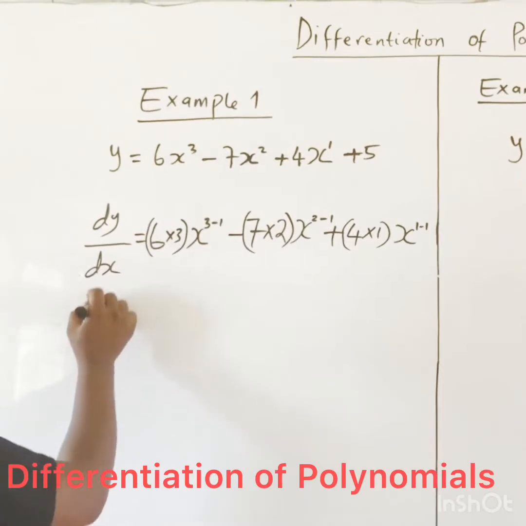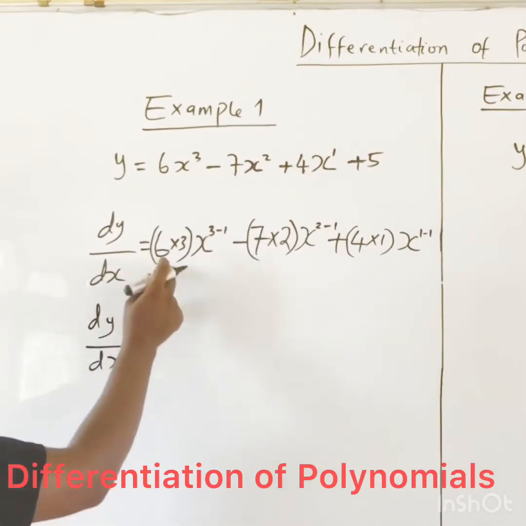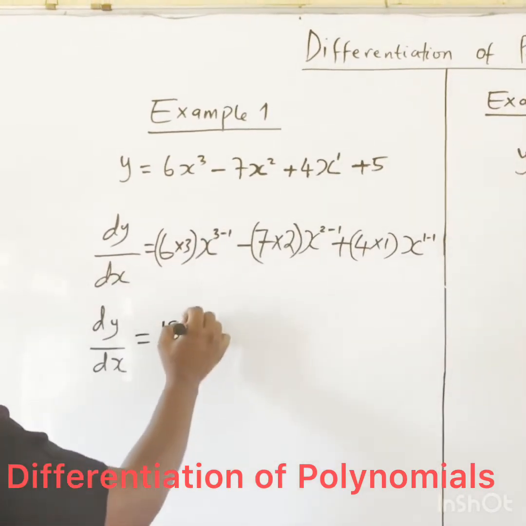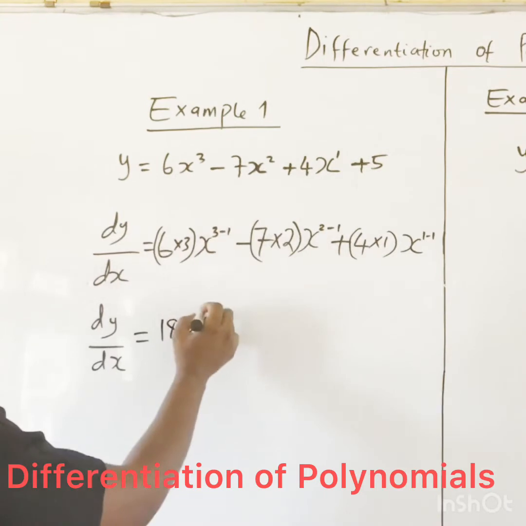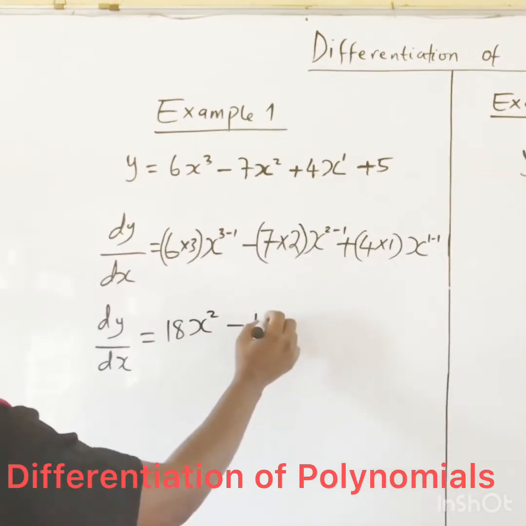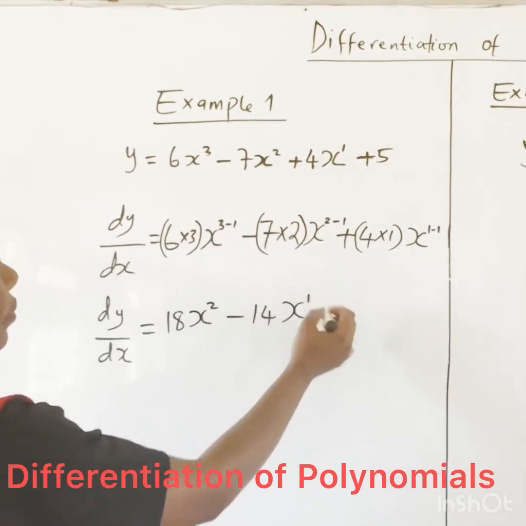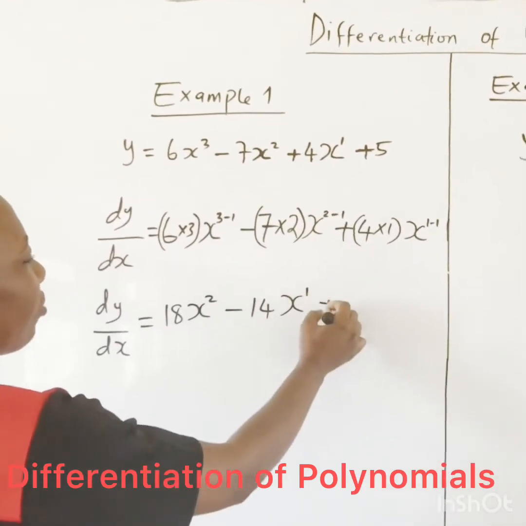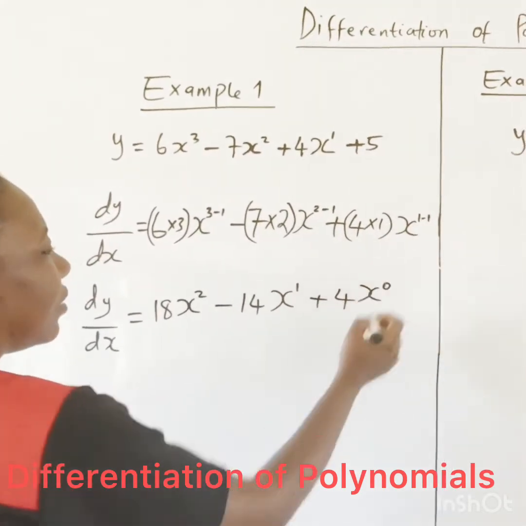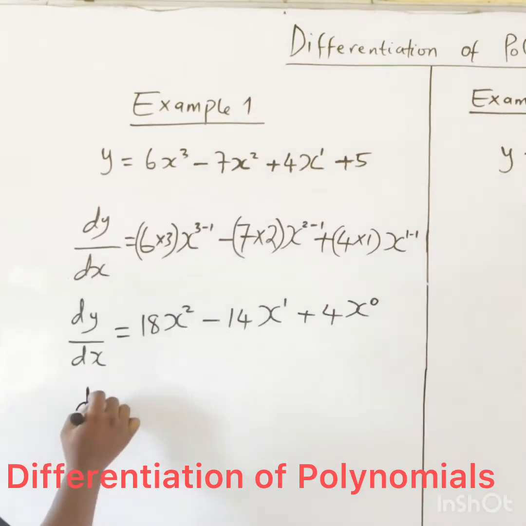So next, let's see what the dy dx will be. I'll multiply my brackets. So here I have 18. Then subtract the powers. I have 2. So here I have 14. Subtract the powers. I have 1 remaining. Here I have 4. Subtract the powers. I have 0. So let's simplify further.